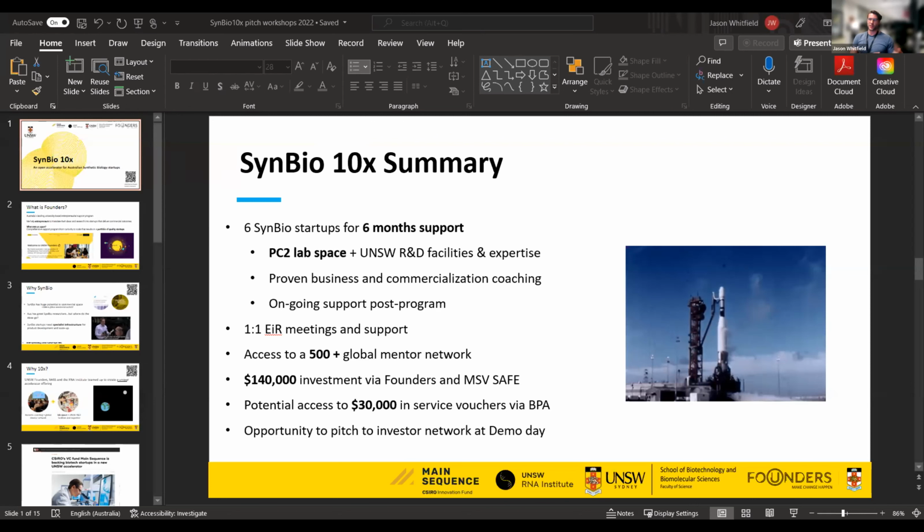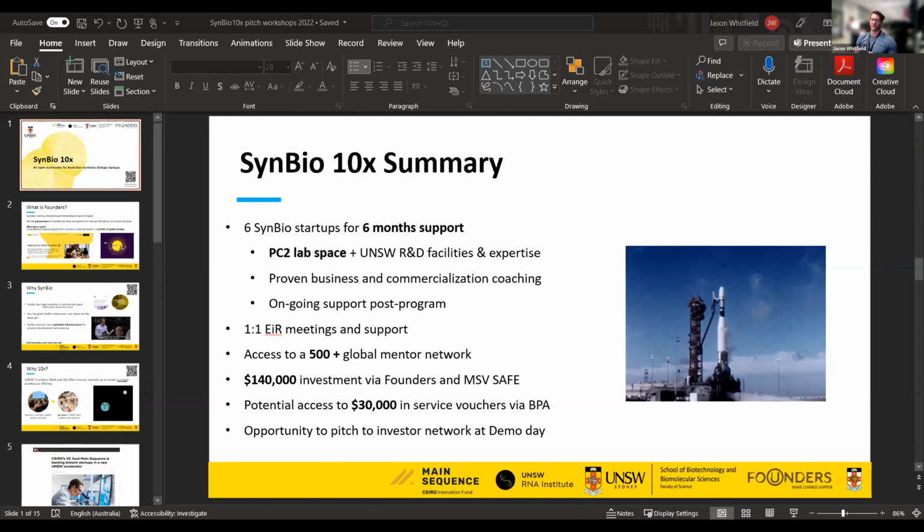In terms of the other things you can get from SynBio10x, we have a global mentor network of over 500 people across almost every industry you can imagine that we can link you to. And I think that's quite exciting for biotech companies, because we can link you to people in the biotech space, but also to digital tech companies, and you can get some really interesting and objective insights from mentors that can help you really grow your business fast.